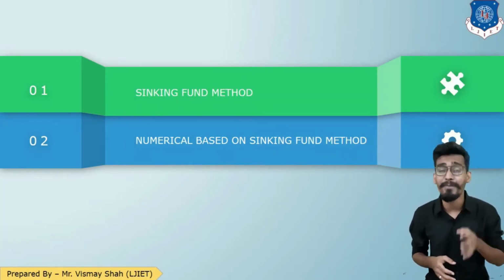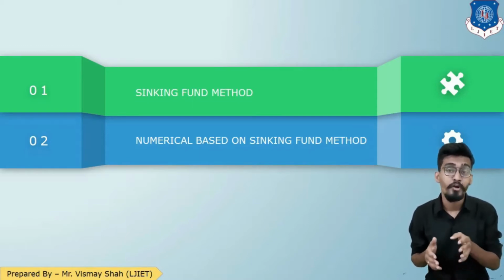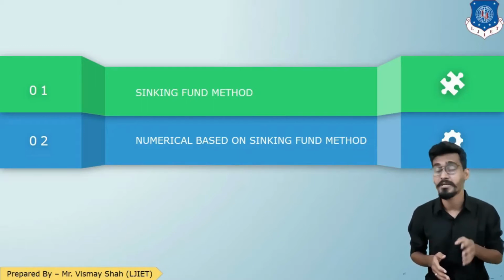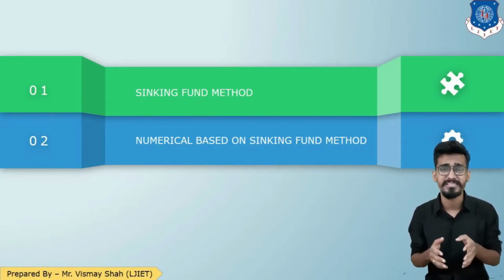Sinking fund is the third method of calculating the depreciation. So if you have not covered the first two methods, which were straight line method and constant percentage method, kindly watch them in the previous lectures and then come back to this session. So starting our session with sinking fund method.